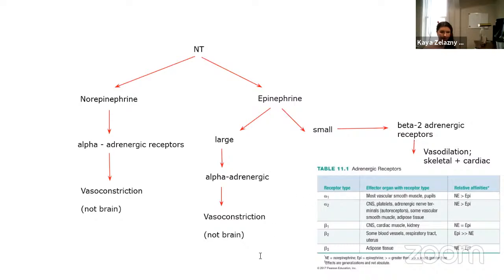Okay, so we're going to move now into the capillaries. Maybe I'll even save this. How do I do that? Great. Okay.